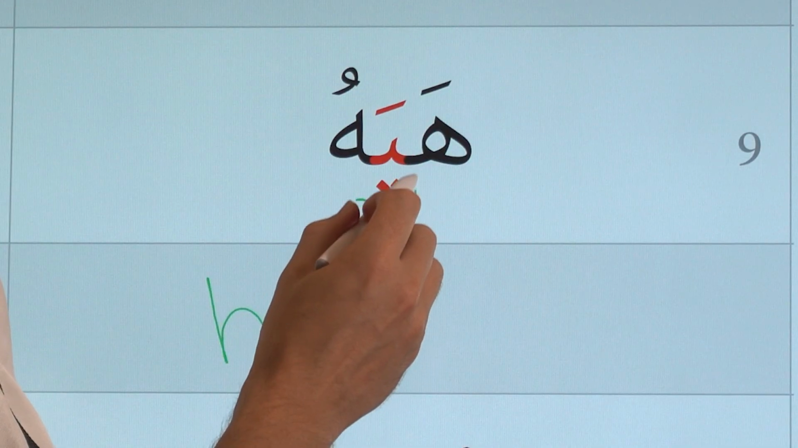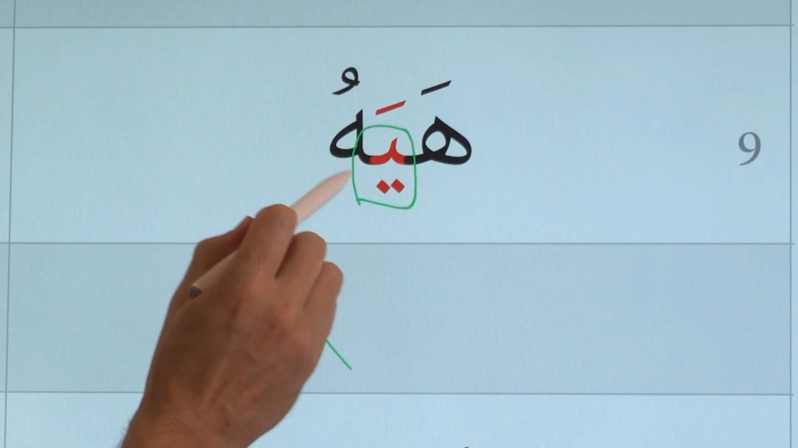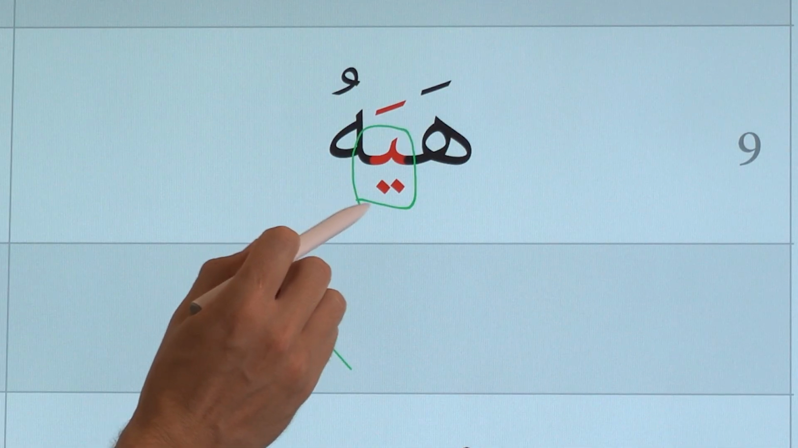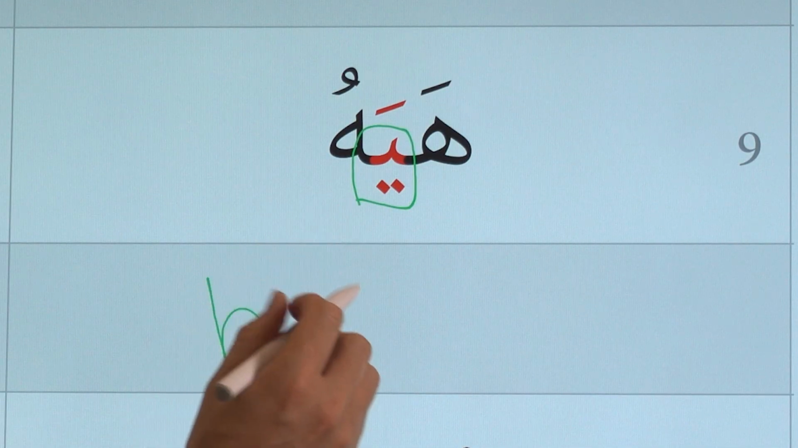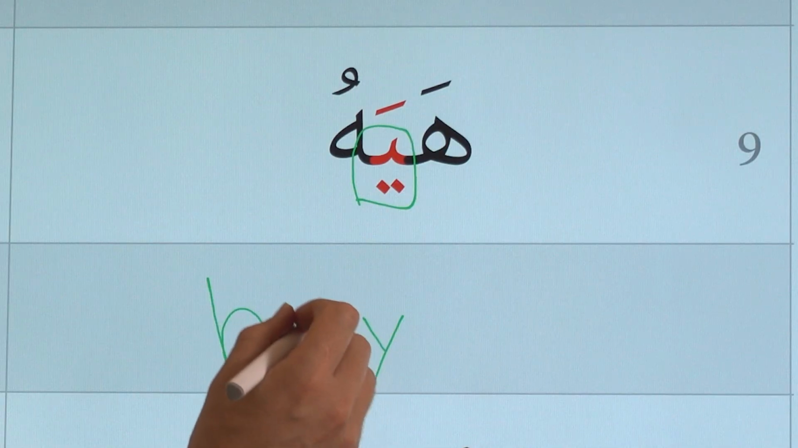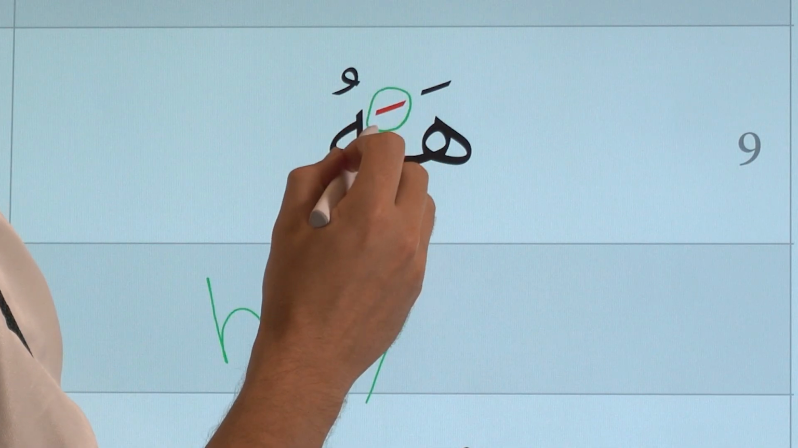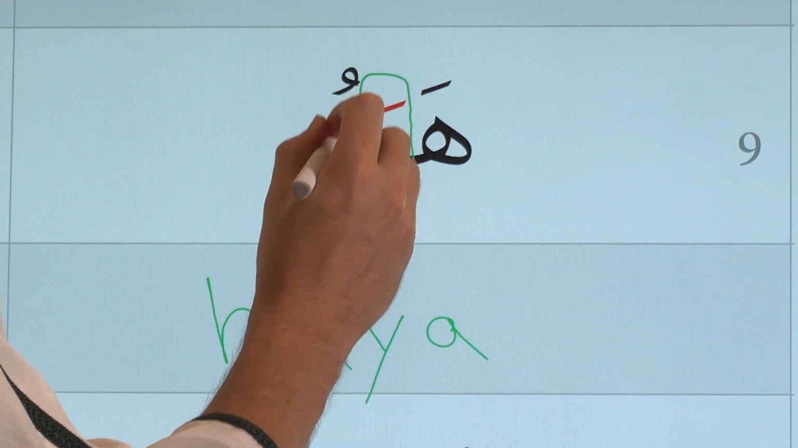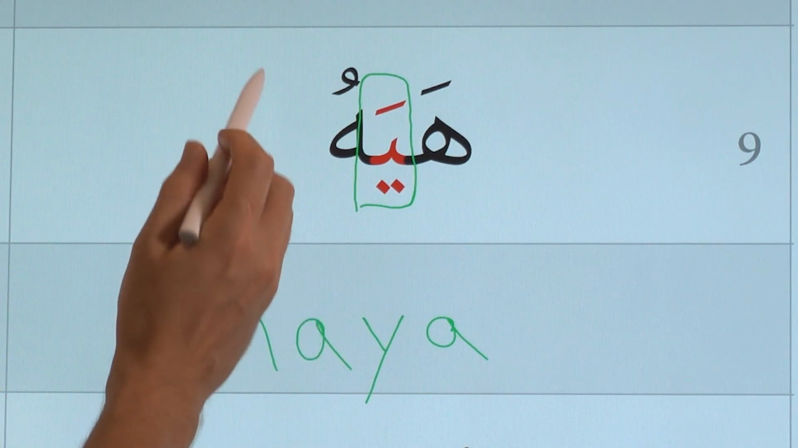Next, we find this shape in between a connection with two dots underneath. So we just learned when we find two dots underneath, we know that that is the letter Ya. So we're going to write a Y for the letter Ya. Above the letter Ya, we see a fatha, so we write A for the fatha. So together, the letter Ya and fatha would be pronounced Ya.